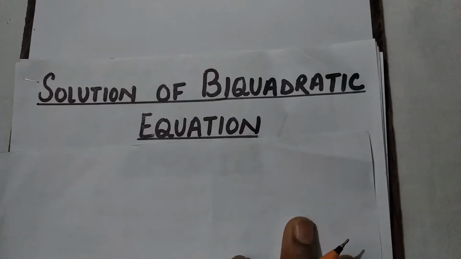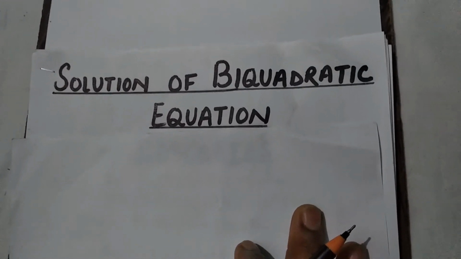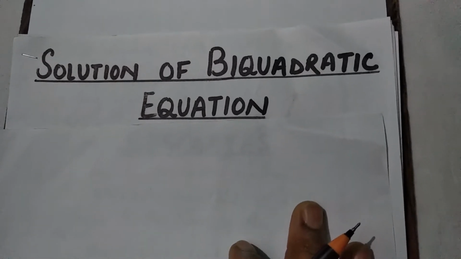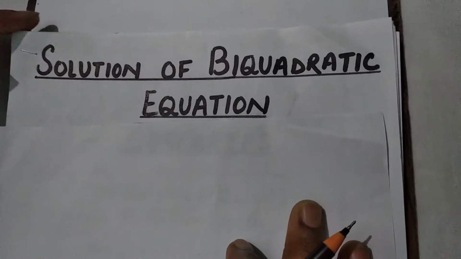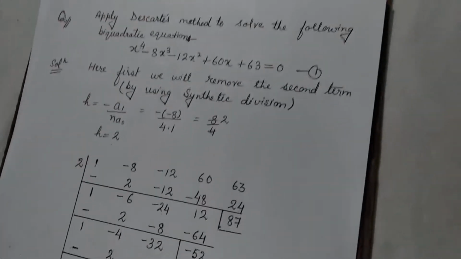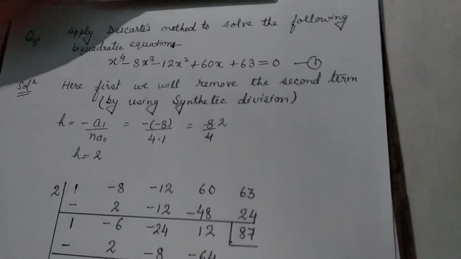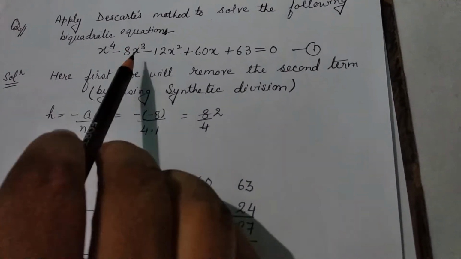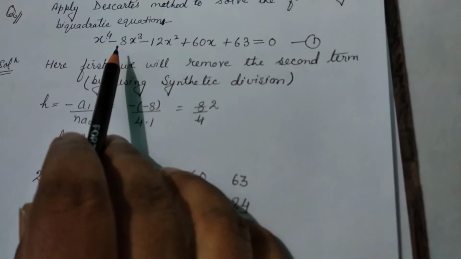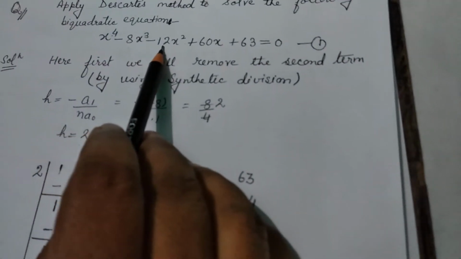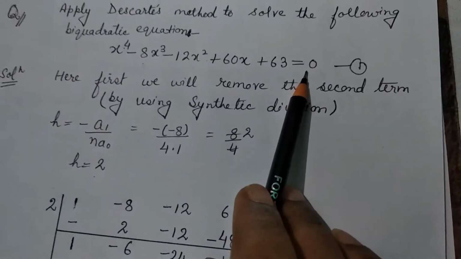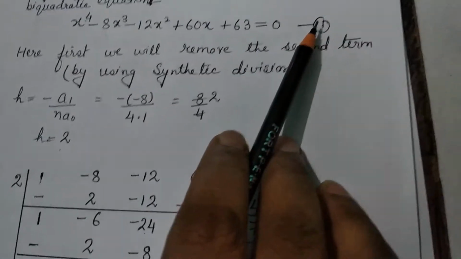In this video, we will find out the solution of biquadratic equation with the help of Descartes' method. So let us start with a question. The question is, apply Descartes' method to solve the following biquadratic equation. The biquadratic equation is x to the power 4 minus 8x cube minus 12x square plus 60x plus 63 is equal to 0. Let us take this to be equation number 1.